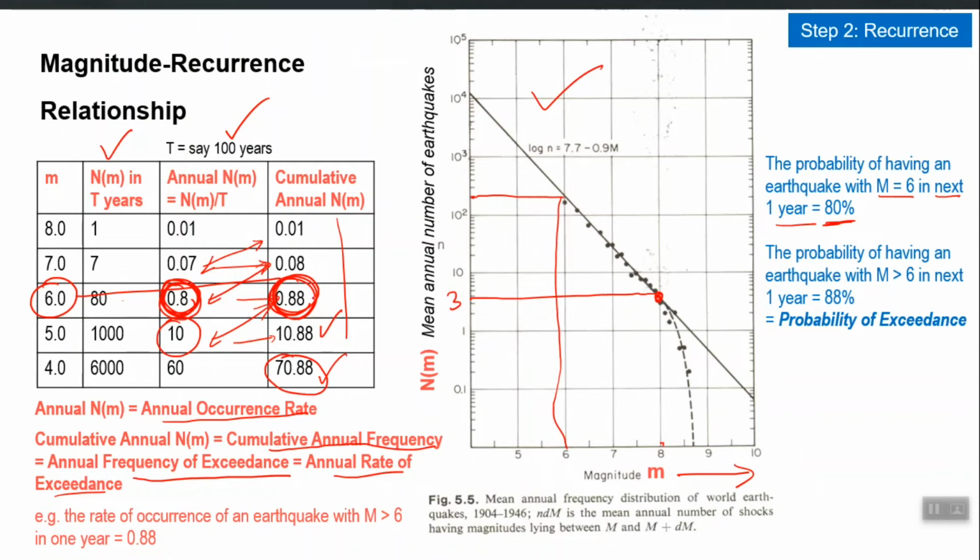Now this last number, 88%, is also known as the probability of exceedance. The annual probability of exceedance actually, that is, the probability that this magnitude will be exceeded in the next 1 year, right.